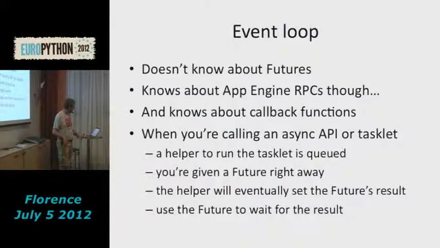Let's see, what else do we have? The event loop. Interestingly, the event loop actually doesn't know anything about futures. The things that know about futures are the callback objects, the callback functions that manage the I/O at a lower level. However, the event loop does know about the RPCs, because those are NDB or App Engine's equivalent of using poll or select to ask for when my next result is ready.